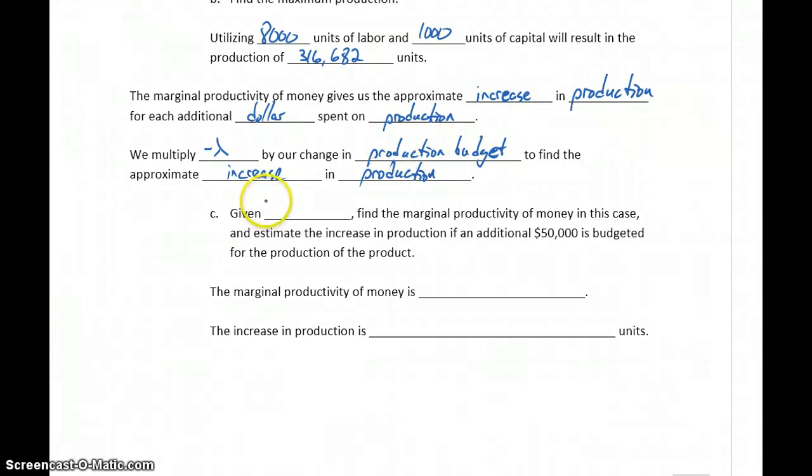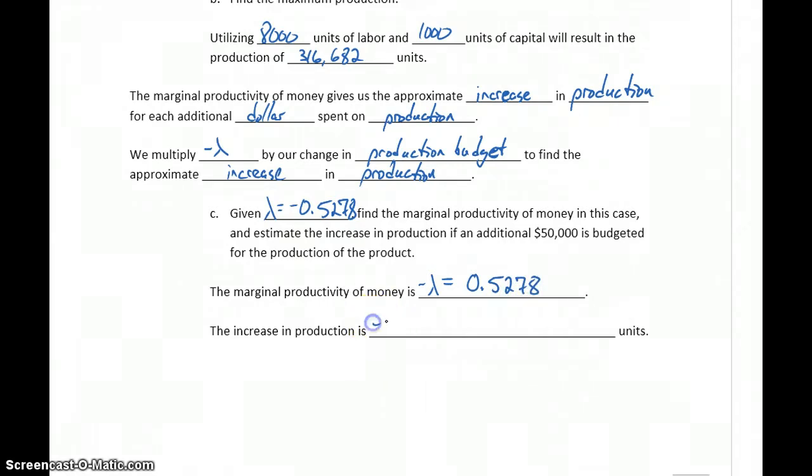So in this example we were just looking at, if we know that our value for lambda is negative 0.5278, we want to find the marginal productivity of money and estimate the increase in production if an additional $50,000 is budgeted for production. So the marginal productivity of money is the opposite of our value for lambda. Here lambda was a negative 0.5278, so the opposite of that will be positive 0.5278. So that's our marginal productivity of money.